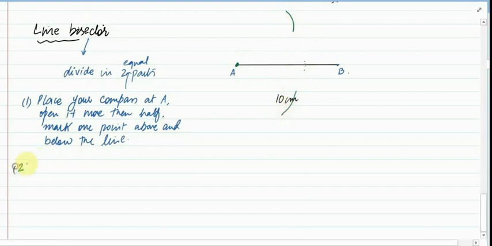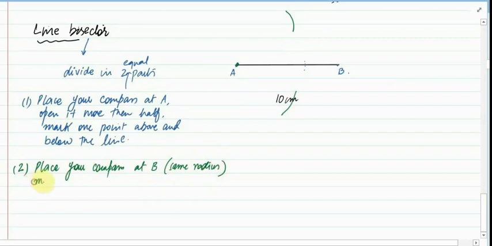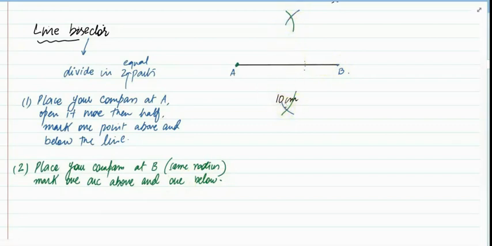For second step, place your compass at B, same radius, mark 1 arc above and 1 below. Now what you need to do, place your compass at B. No need to change your radius, 1 mark above and 1 mark below. You got 2 points, right? One is above the line and one is below the line.